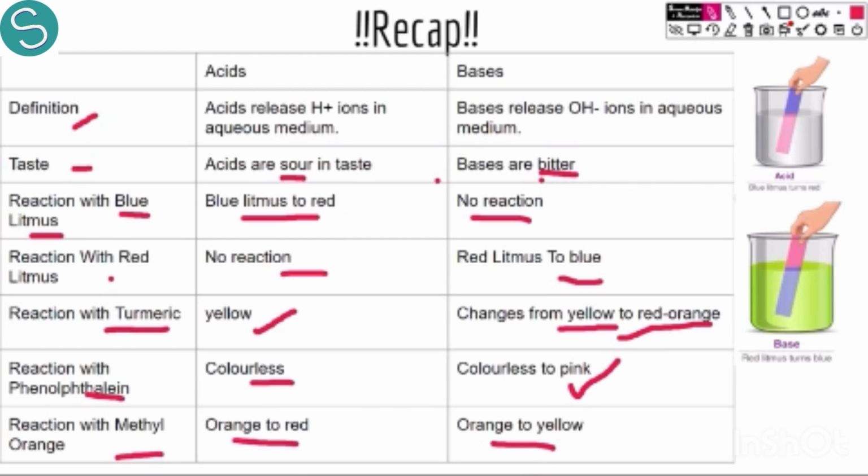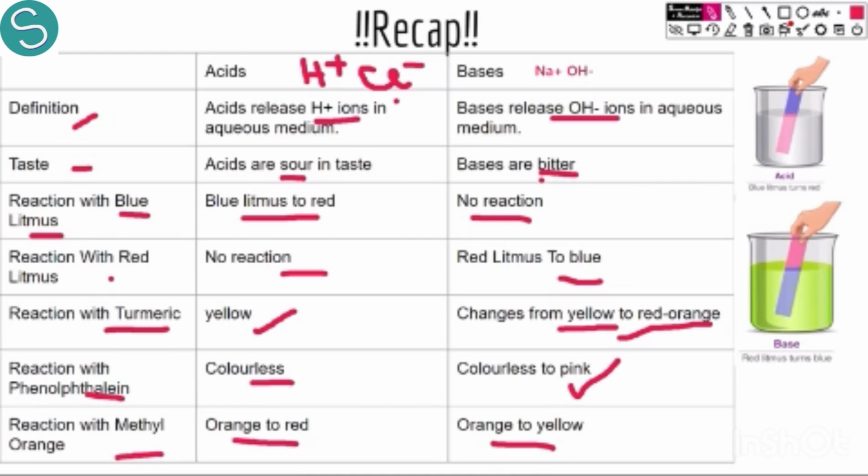Another new thing by which we can define acids and bases is that whenever acids are dissolved in water, or acids are in aqueous medium, in aqueous medium means they are dissolved in water, they release H+ ions. For example, we have HCl. Whenever we have HCl and we mix it with water, HCl dissolves in water and forms H+ ions and Cl- ions. Okay, now we know acids release H+ ions in aqueous medium. Whenever we mix an acid in an aqueous medium, it releases H+ ions.